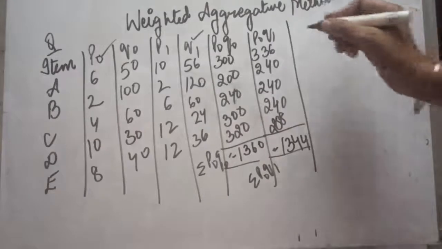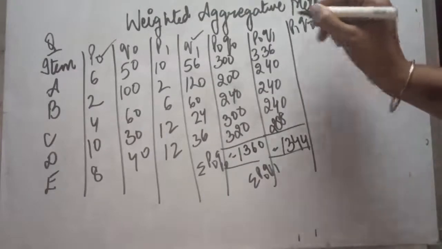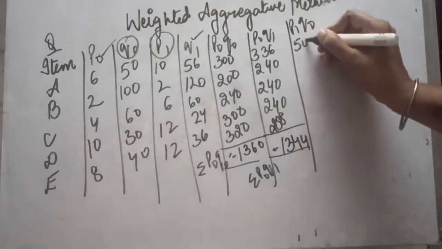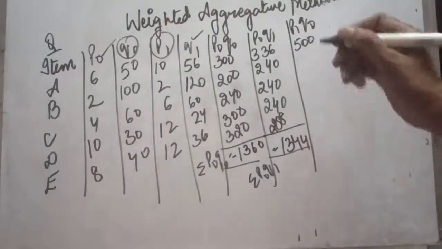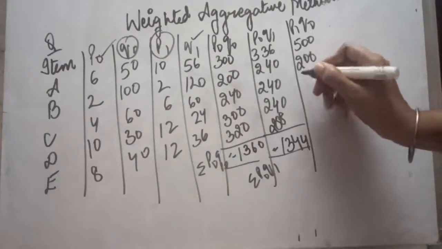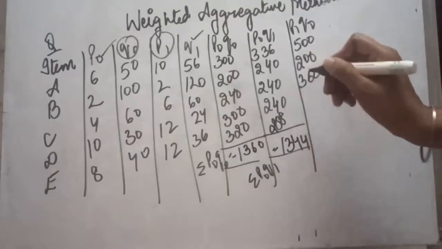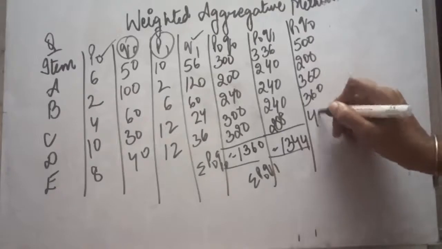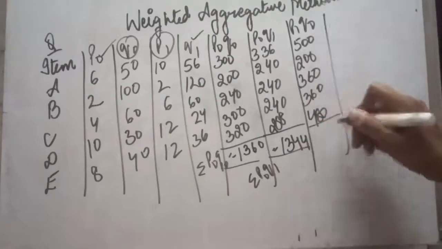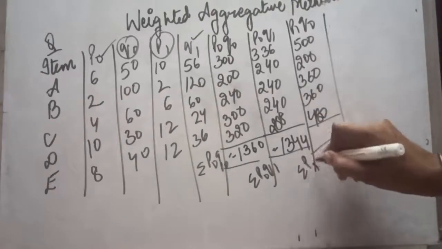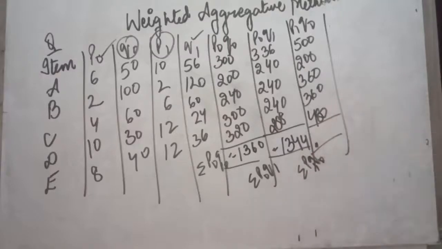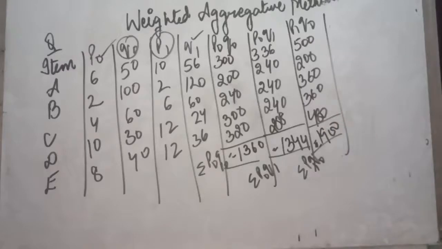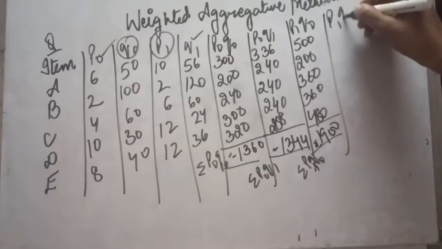Let us next calculate Σ P1Q0. This is P1 and this is Q0. Let us multiply them. 50 into 10 will be 500. 100 into 2 will be 200. 60 into 6 will be 360. 30 into 12 will be again 360. 40 into 12 will be 480. So from here we calculate Σ P1Q0, and its addition comes out to be 1900.